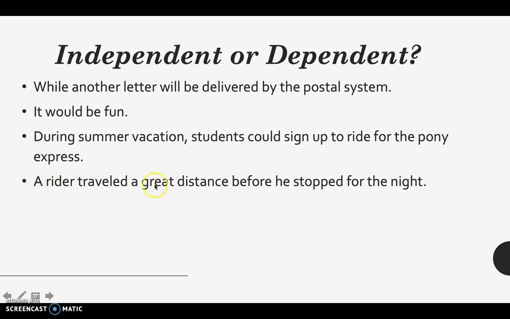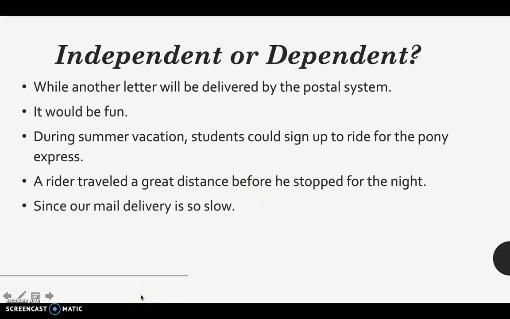A rider traveled a great distance is an independent clause. Before he stopped for the night is a dependent clause. We could have switched this around and said, before he stopped for the night, comma, a rider traveled a great distance. So here's my dependent clause, and my subordinating conjunction is before.